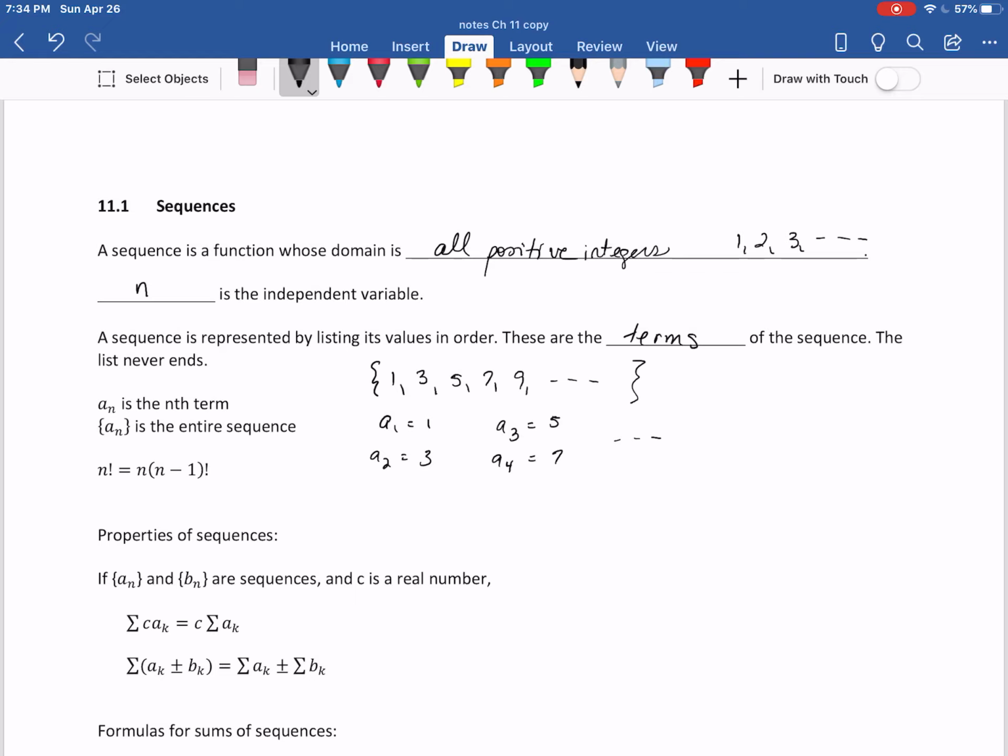All right, when we put all of the terms of a particular sequence in these fancy brackets here on the sides, that is designating the fact that we have a sequence. And those are all of the terms.